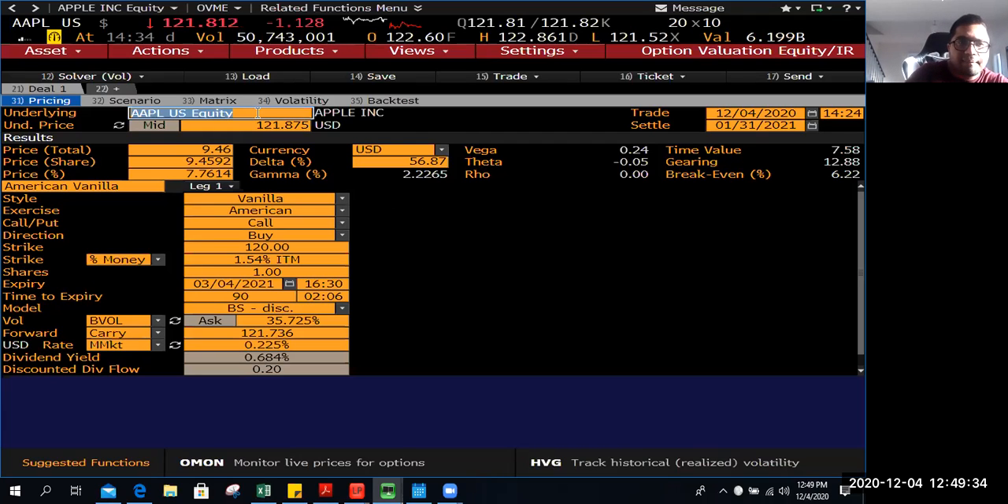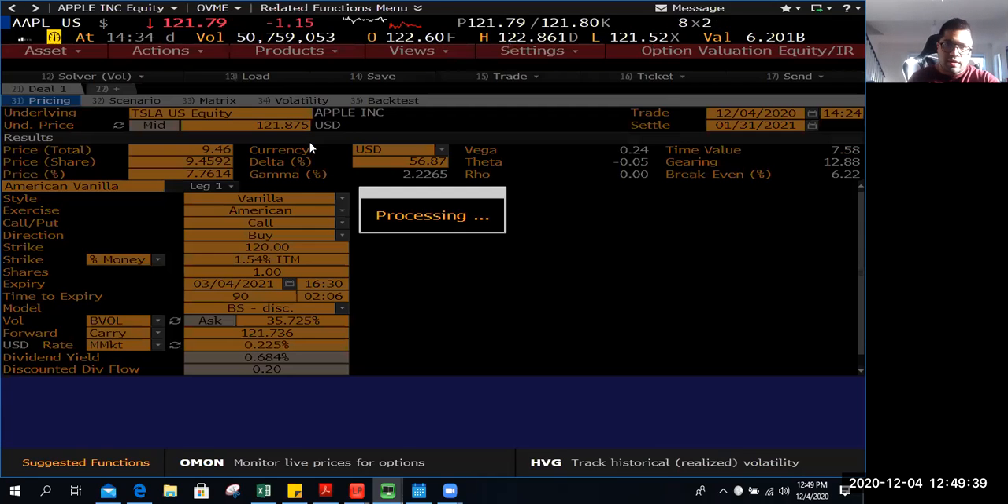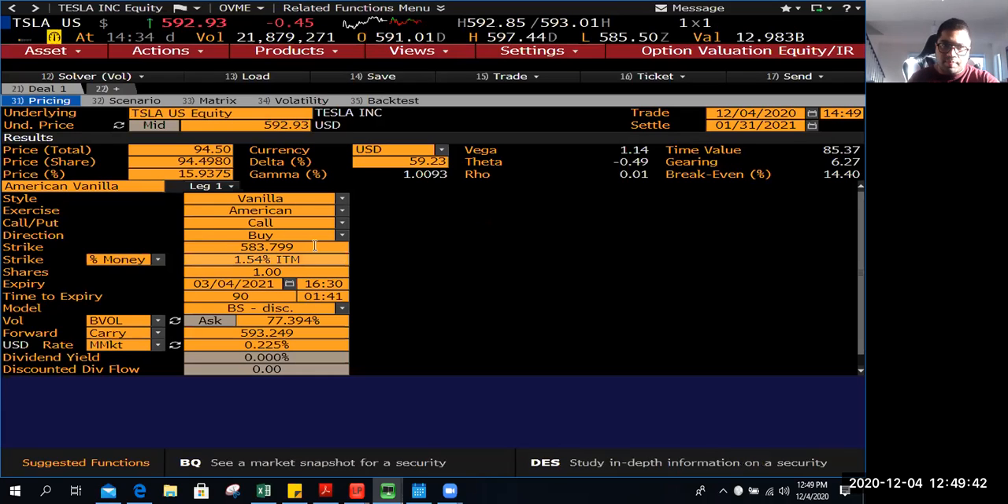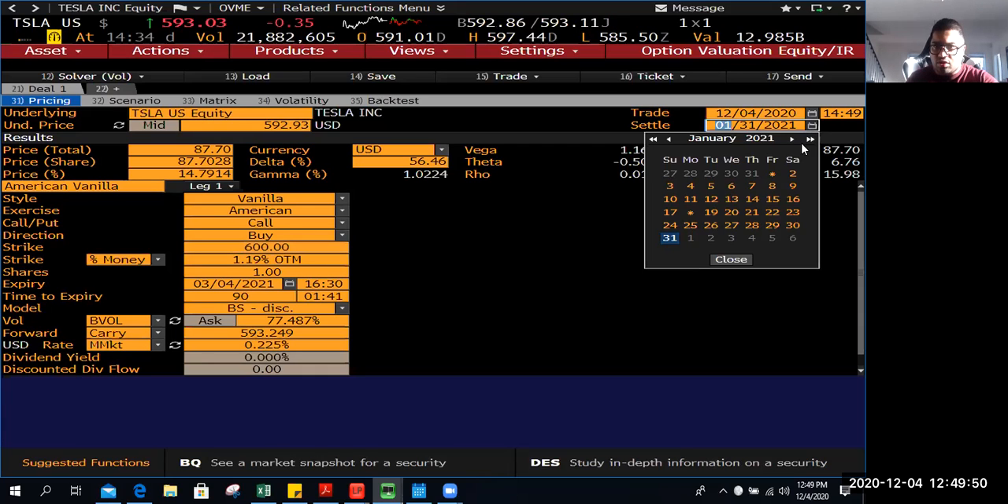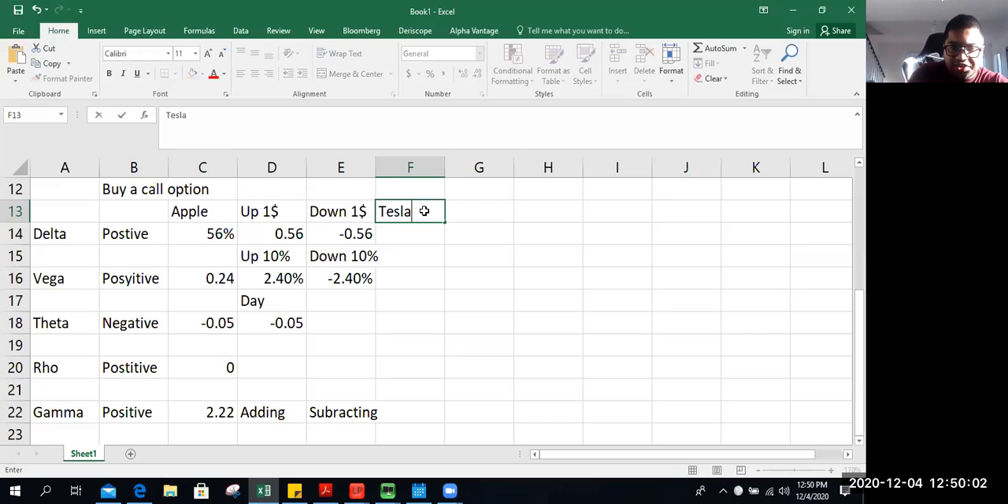So let's look at one more. So let's look at Tesla. Okay. Current price is 592. I am planning to exercise an option at, let's say, 600. And I want to exercise an option that is 31st Jan. So Tesla has again sensitivity of 56%. So this is Tesla now. Delta is 56%. So each time Tesla moves up or down, this option will react 56% of the movement.